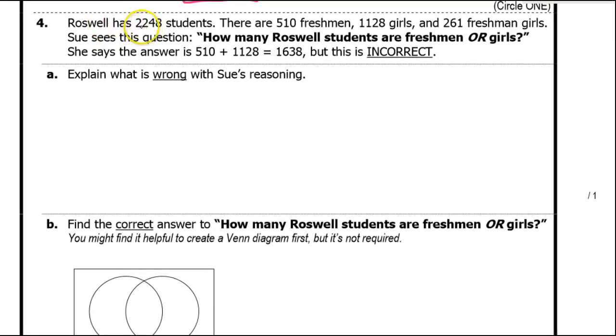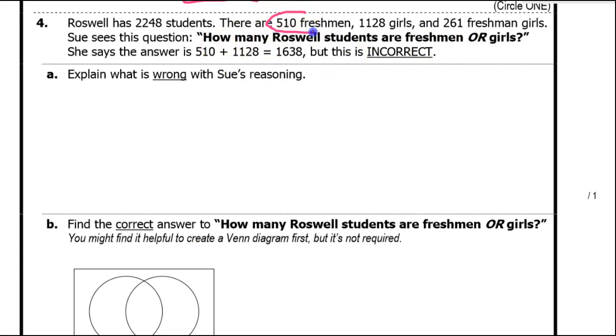Roswell has 2,248 students. There are 510 freshmen, 1,128 girls, and 261 freshman girls, right? That's the overlap between these two sets. Sue sees the question, how many Roswell students are freshmen or girls? And she says the answer is 510 plus 1,128. It's very easy to see where she's getting this from.